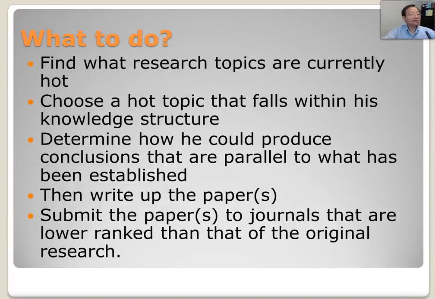So what do we do in this case? First, we find what research topics are currently hot. And then we choose a hot topic that falls within our knowledge base or our knowledge structure. Then we determine how we could produce conclusions that are parallel to what has been established. And then we write up our papers and submit them to journals that are lower ranked than that of the original research. In this case, the authors of the original research might very well be serving as reviewers of our research paper.